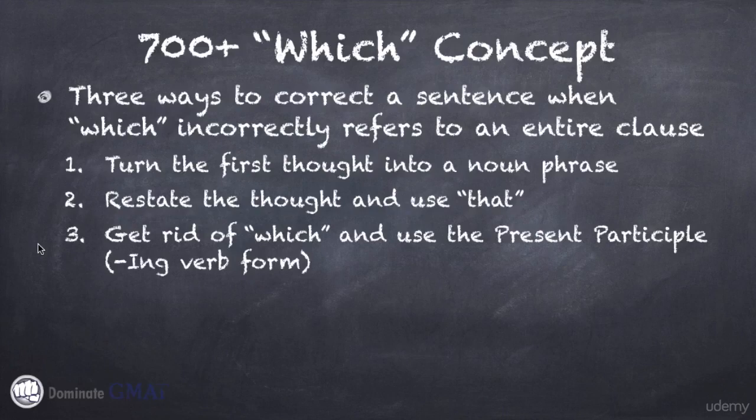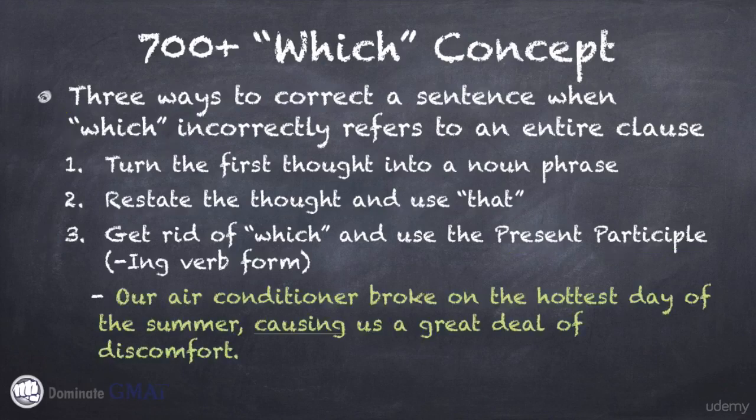And finally, the third way, and I'm going to put a star next to this one because this is the way you are most likely going to see it resolved on the GMAT. So when you see a situation where you have which, that is incorrectly referring to an entire clause, you want to look for answer choices that replace the word which with the present participle. The present participle, of course, is the ing verb form.